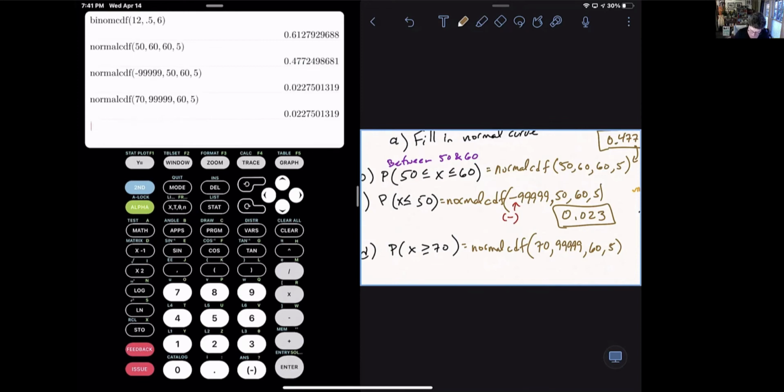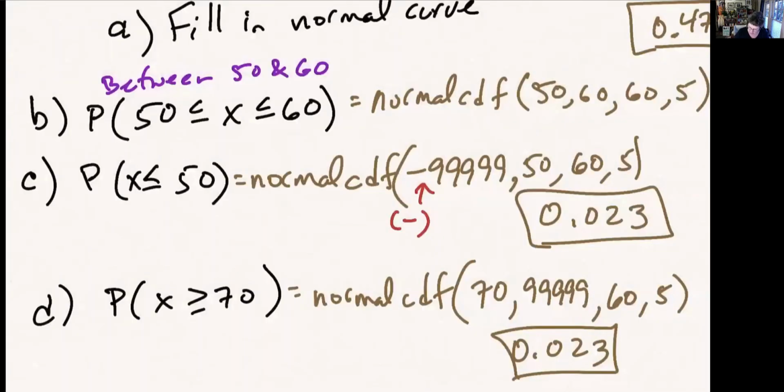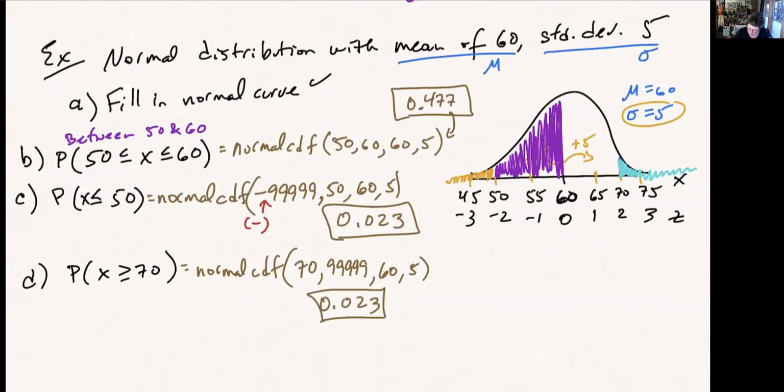Okay, we're going to press enter, and we get 0.023. Again, notice those are the same probabilities. Let's look at this. Let's look at our graph. This is where our graph comes in handy. And do you see, this is from -2 standard deviations and down. This is from +2 standard deviations and up. So that makes sense that we would get the same values. Okay, the area is the same beyond 2 standard deviations.